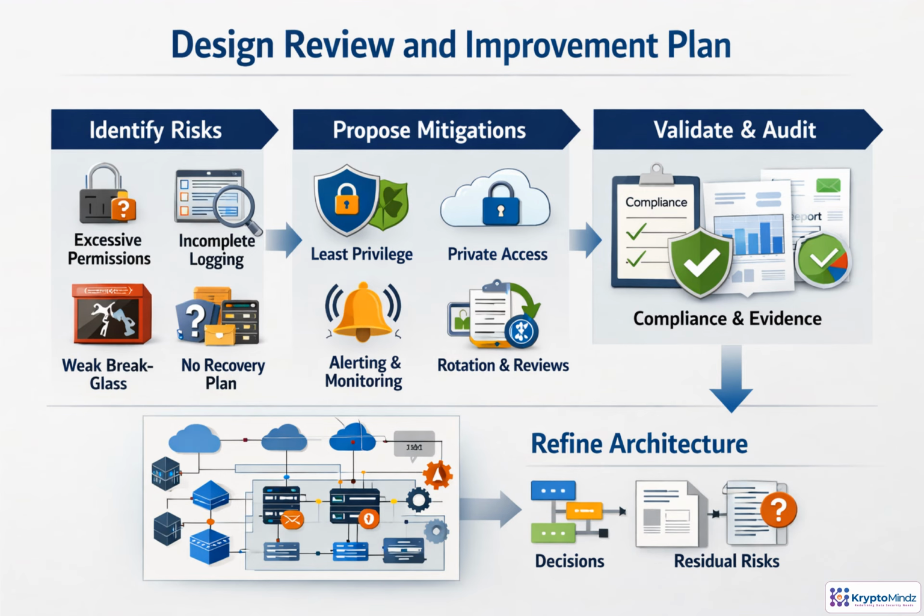At this stage, you're acting like your own security reviewer. Start by hunting for risks: excessive permissions, weak break glass paths, missing logs, and fuzzy ownership. Prioritize what matters most and apply course best practices: least privilege, private access paths, monitoring, rotation, and access reviews. Validate the design against your compliance mappings and evidence expectations. Clearly document decisions, assumptions, and any residual risks you're deliberately accepting in your final architecture.